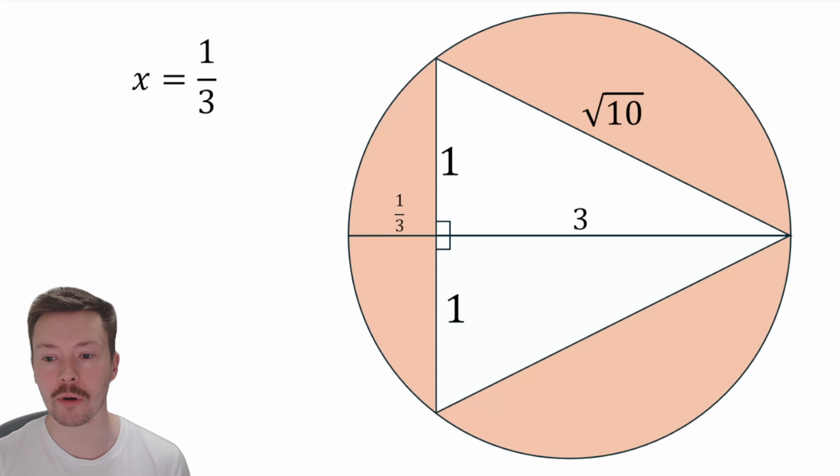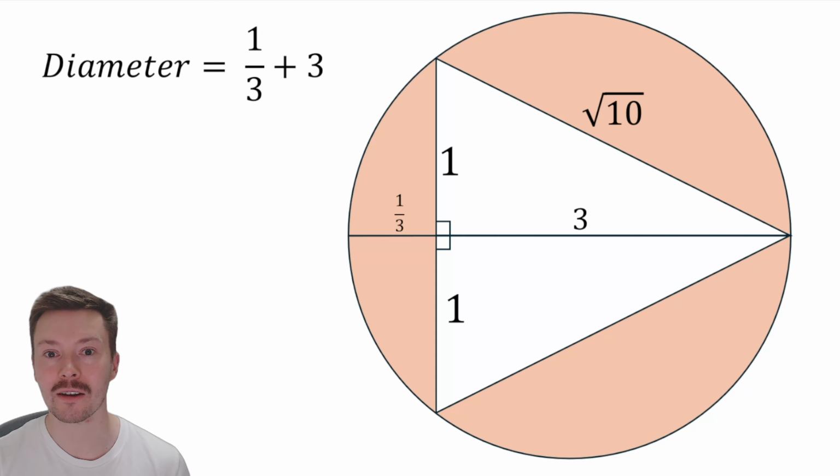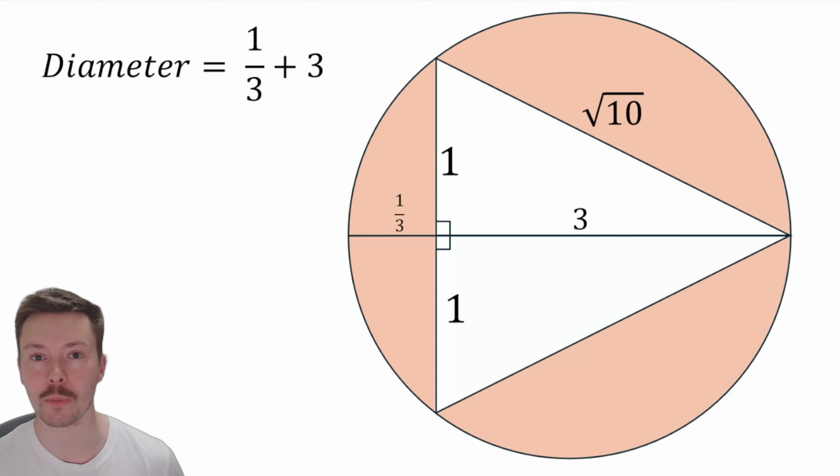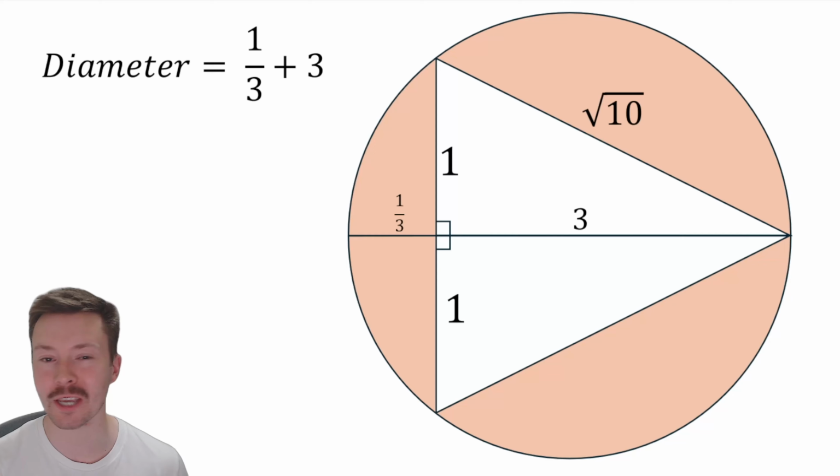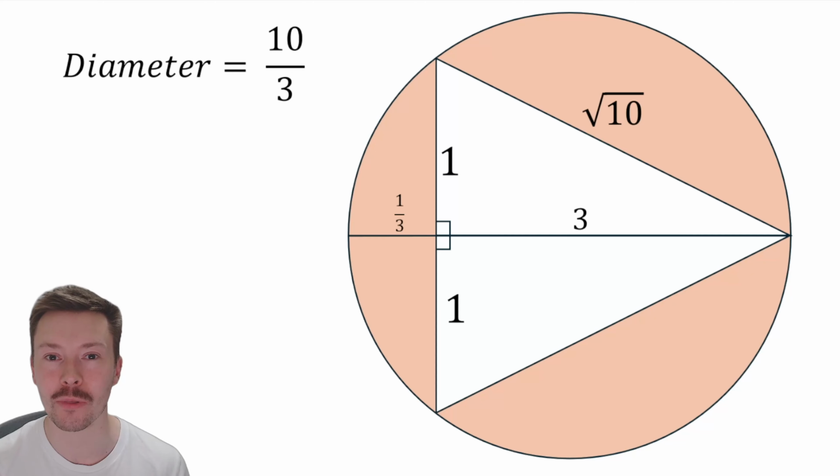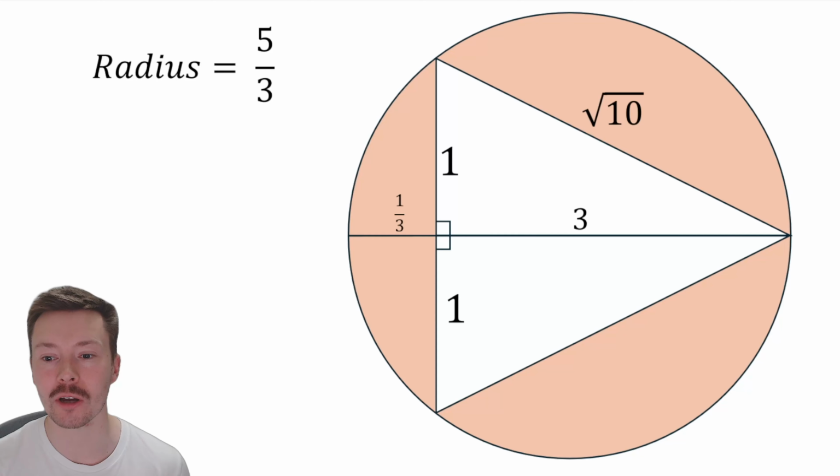Put that on the diagram there. Now the diameter is going to be 3 add a third, or a third add 3, depending on which way around you're doing it. Same answer. So that gives us an answer for the diameter of 10/3. We need the radius, so let's half it so we get 5/3.